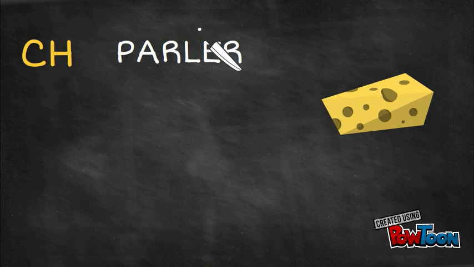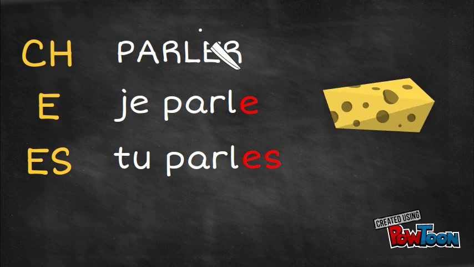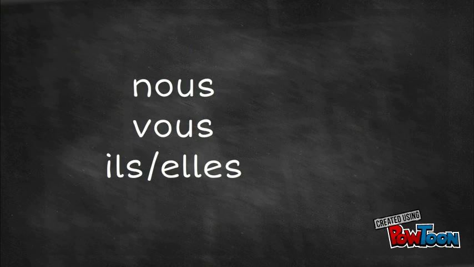CHEESE is a great acronym for remembering the correct verb endings. The CH reminds you to chop off the ER at the end of the infinitive. The E tells you to add E to the end of the stem following je. ES reminds you that ES follows tu, and the last E reminds you that it follows il and on. Even though nous, vous, and ils, plural, don't fit in the acronym, most regular verbs end in ONS, EZ, and ENT respectively, so those aren't too hard to remember either.